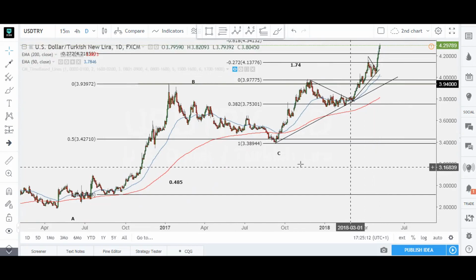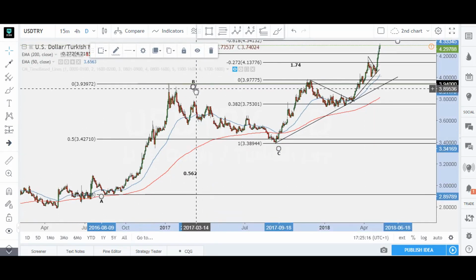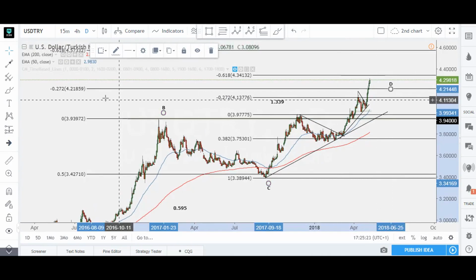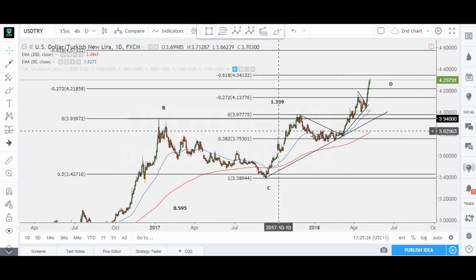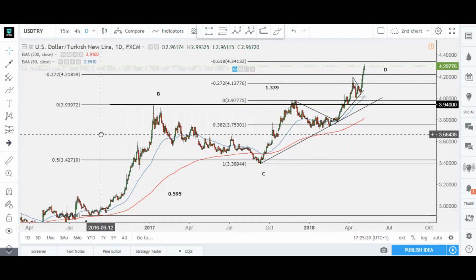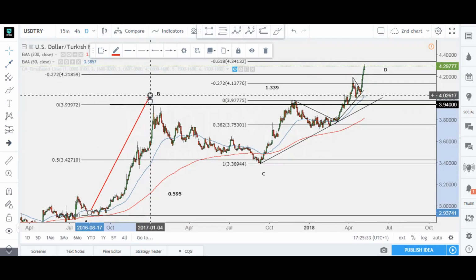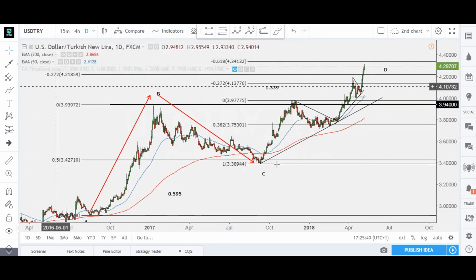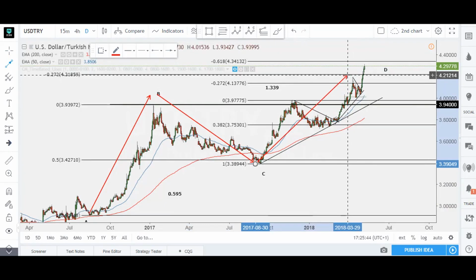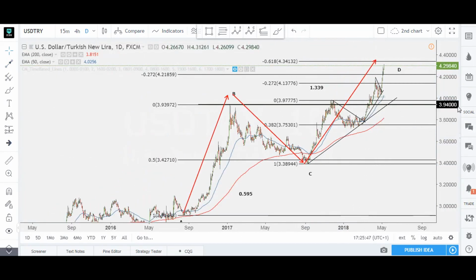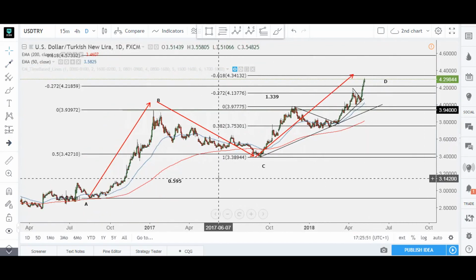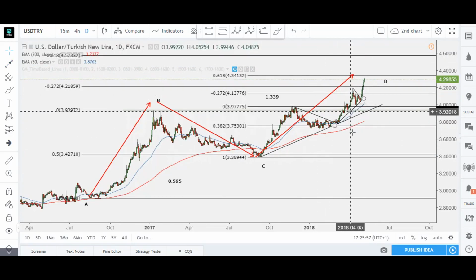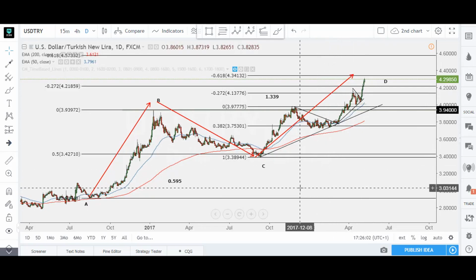I had this ABCD pattern on the daily time frame on the USD Turkish Lira, so this was my first target, D1, at our fib extensions, the minus 0.27. We reached that price to the pip. A to B, B to C, hit our 50% fib level, and then from C to D1, and then we may go to D2. So that was a perfect ABCD pattern. It's a high probability pattern that can be used to determine future targets. So this is a bonus tip of this video.